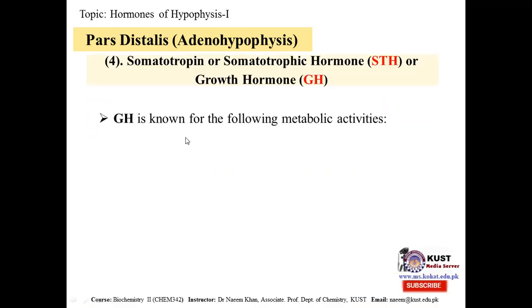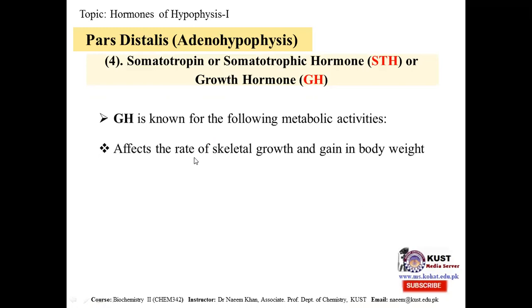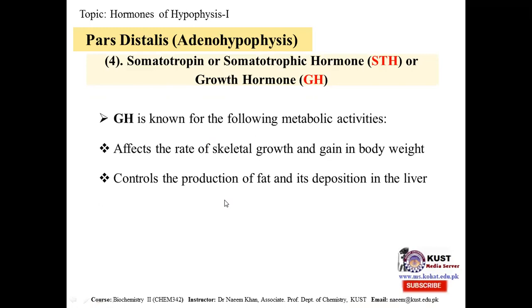Growth hormone is well known for the following metabolic activities. It increases the rate of skeletal growth and gain in body weight. Body weight is gained because this is related to growth, and with the age increase from 4 to 5, 5 to 8, and 10 to 15 years, body growth takes place, and that is because of the growth hormone. This controls the production of fat and its deposition in the liver. So the deposition and the synthesis of fats in the liver is under the control of this hormone too.